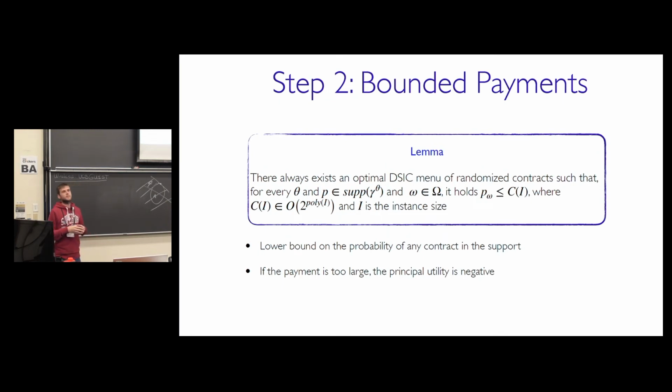Then we have a second problem, that is that our payments can be arbitrarily large. Since we are working with probability distributions, it can be that there is a contract with an arbitrarily large payment that is played with an arbitrarily small probability. So with this second lemma, we show that actually there is an optimal solution in which the contracts are bounded. To show this result, we lower bound the probability of each contract in the support of these probability distributions. And at this point, of course, if a payment is too large, then the expected payment is large, and so the expected utility of the principal is negative, reaching a contradiction.